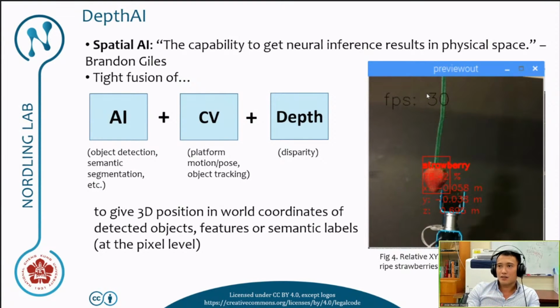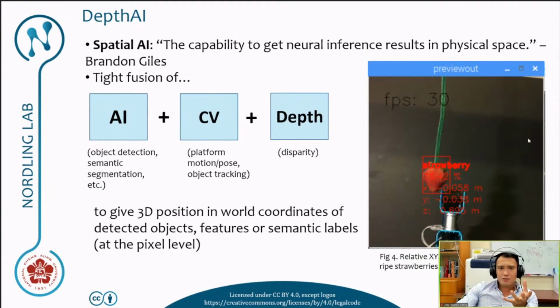Brandon, in his presentation, defined spatial AI as a capability to get neural inference results in a physical space, which is in accordance with what we were discussing before. And he mentioned that it was a tight fusion of AI, computer vision, and depth. So you could use, for example, AI for object detection, as I mentioned before. You could use CV for maybe tracking the object, and you will use the depth to obtain the spatial context in order to extend those 2D results into 3D.